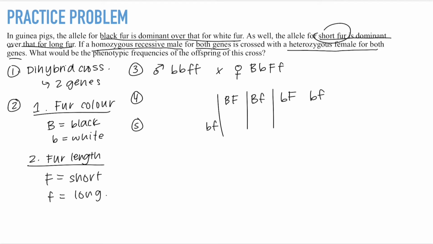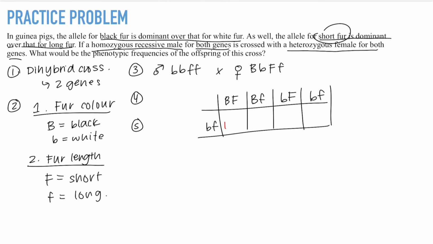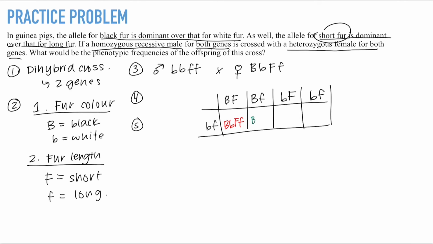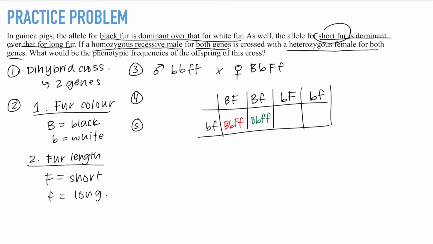We can also go ahead and draw out our Punnett square here and fill it in. For the first offspring, we will have big B, little b, big F, little f. For the second, we will have big B, little b, little f, little f. For the third, we will have little b, little b, big F, little f. And for the last one, we will have little b, little b, little f, little f.